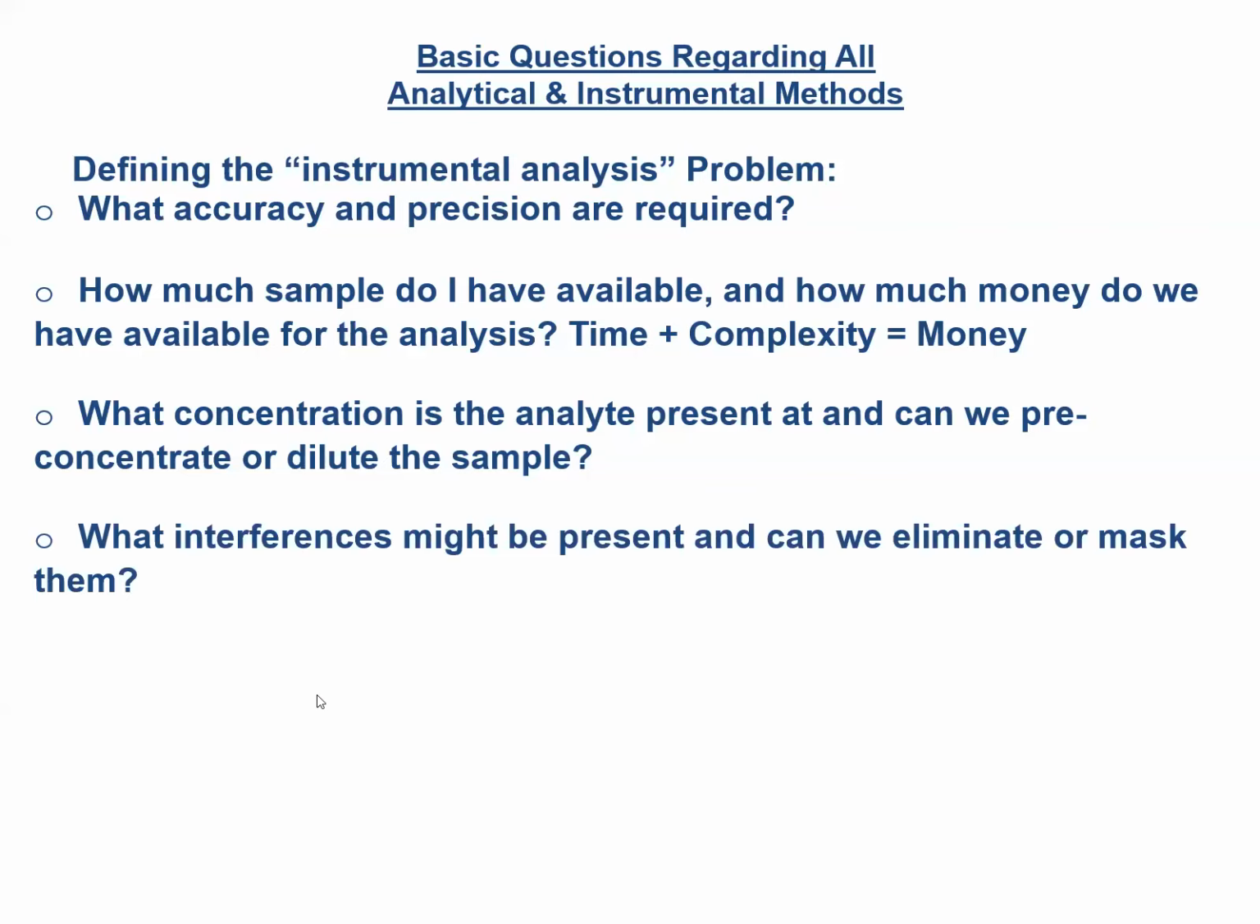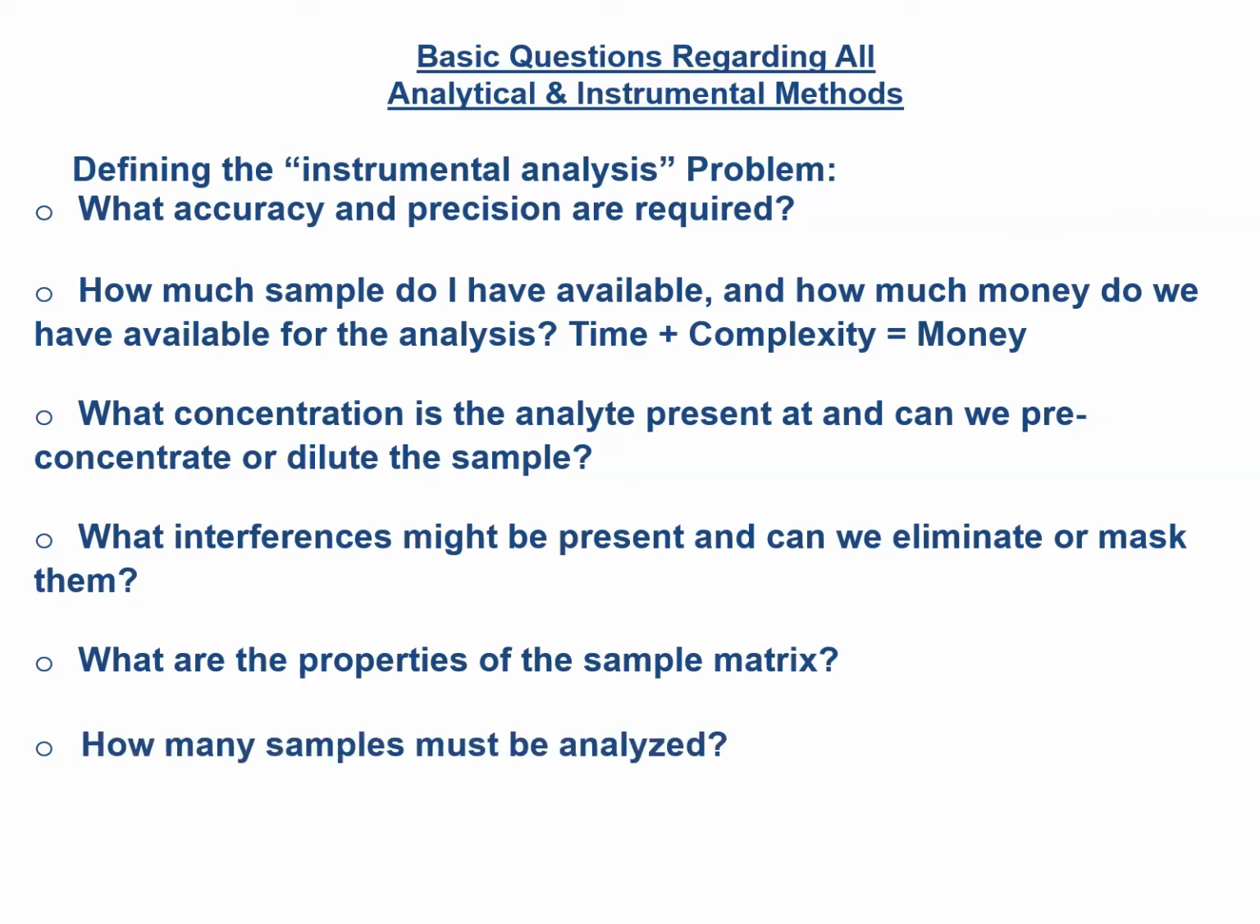Other things that you have to worry about when you're taking a measurement. What are the interferences that might be present? You have to know the interferences that can be present, and can we eliminate or mask those interferences? What are the properties of the sample? The sample matrix may interfere with your analysis. You need to know what the sample matrix is. And how many samples must be analyzed?